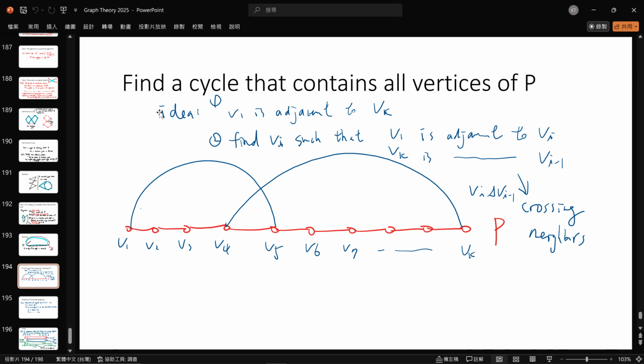We're able to show that when the minimum degree is at least n over 2, there are lots of edges from V1 going to the internal vertices of the path. Similarly, there are lots of edges that go inside this path from Vk. Because the path is maximal, all the neighbors of V1 must appear on the path, and similarly all the neighbors of Vk must appear on the path. Otherwise, it will not be a maximal path.